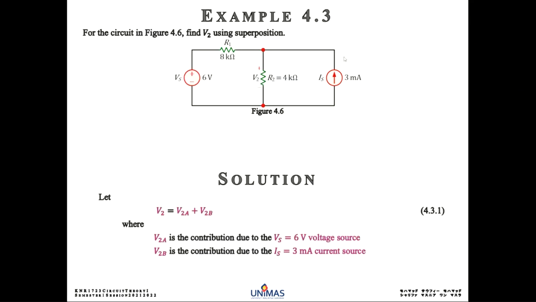So we go back to the original circuit. The next thing is you want to find V2B. What is your V2B? Due to Is alone. So you only consider Is. So you want to turn off Vs. What happened here, Vs? Short circuit. Okay. To turn off a voltage source, short circuit. Okay, good. Okay. So kalau you short circuit sini, can you see what's going to happen to the circuit? So what happened now?